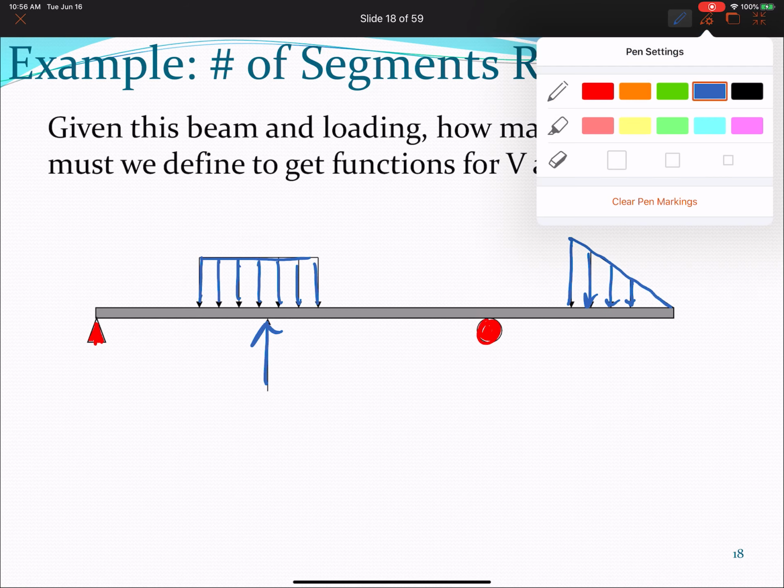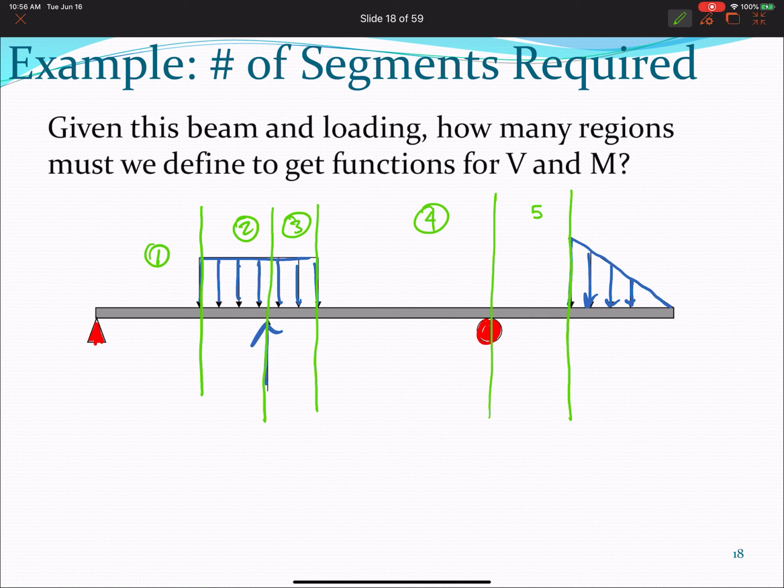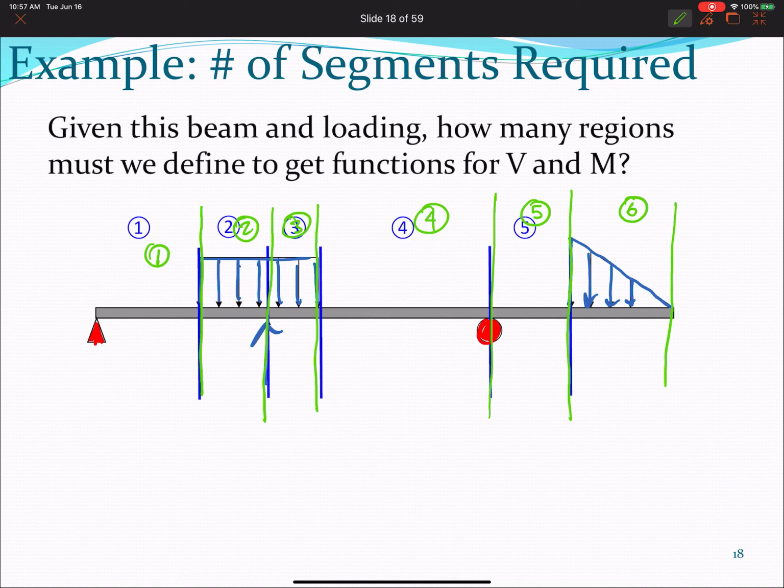Let's use green in this case. So myself, I see one segment, another segment, another segment, 3, another segment, 4, and then another segment, 5, and 6. Six segments, right, for this particular beam. So let's see. Yeah, 1, 2, 3, 4, 5, 6, 6 segments, right?